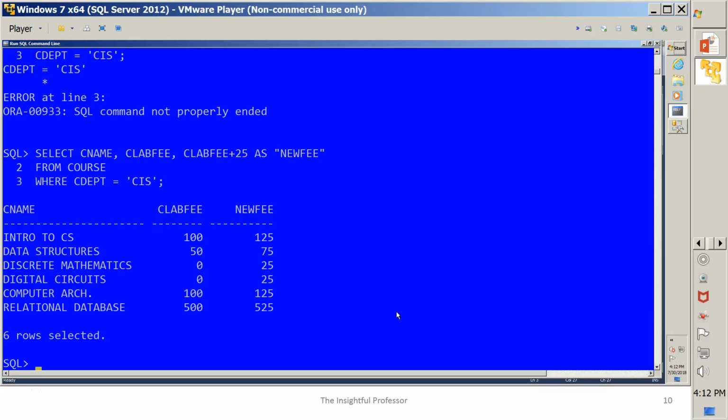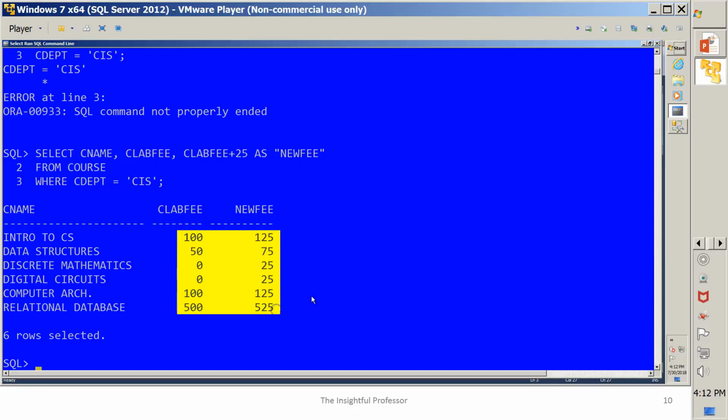Okay. Now here we go. What we're doing is selecting columns where we're retrieving values directly from the database and also deriving a value. And then I'm renaming it because it's a derived value. So you can see the computation was performed quite nicely in that every value in the new fee column is exactly 25 greater than the values in the previous column, the lab fee column.